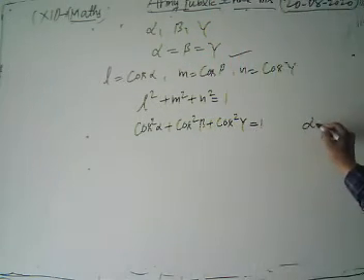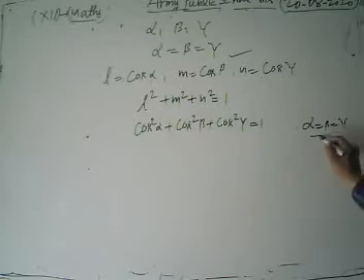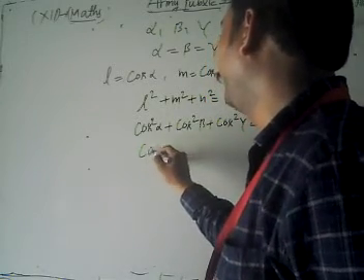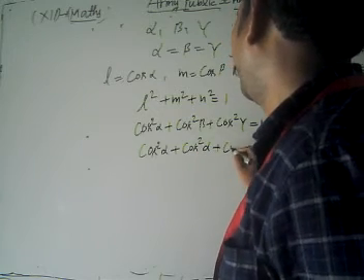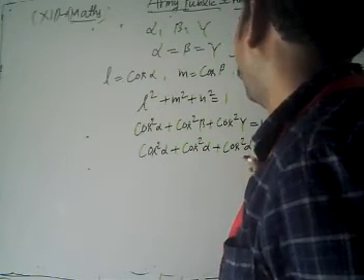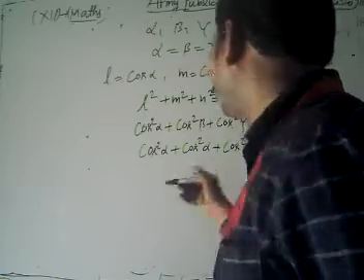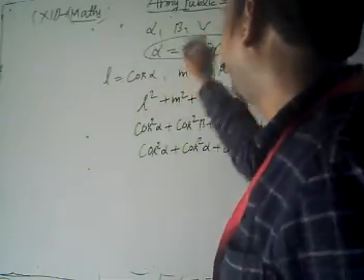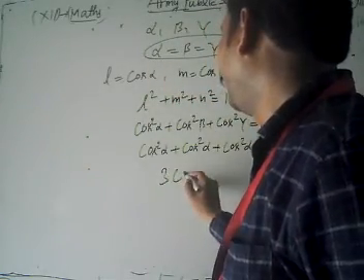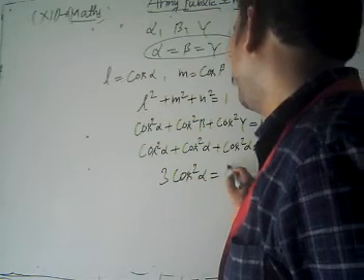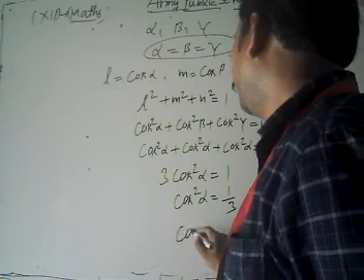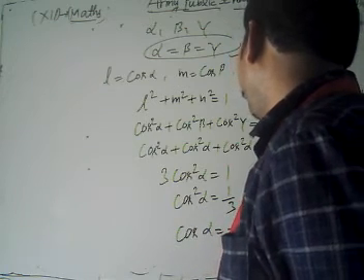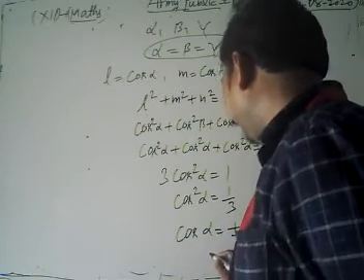But alpha, beta and gamma are all equal, so we change it to cos square alpha plus cos square alpha plus cos square alpha equals 1, because all these angles are equal. Now we have 3 cos square alpha is 1, so cos square alpha is 1 by 3, then cos alpha is plus minus 1 upon root 3.